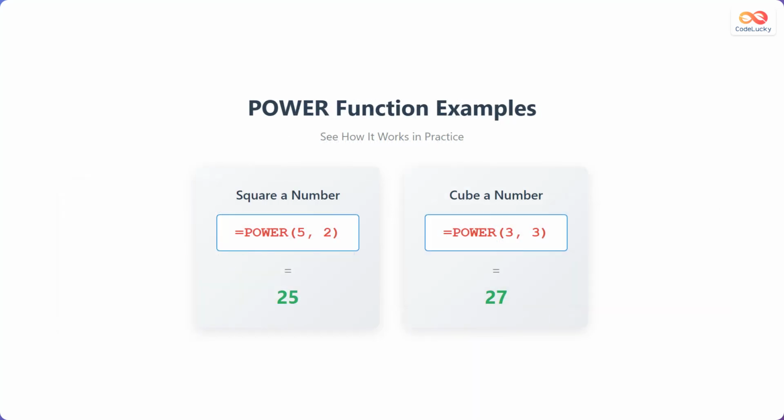Here are a couple of examples illustrating the use of the power function. First, to square a number, let's say 5, you would use the formula equals POWER, open parenthesis, 5, 2, close parenthesis, which equals 25. Next, to cube a number, let's say 3, you would use the formula equals POWER, open parenthesis, 3, 3, close parenthesis, which equals 27.